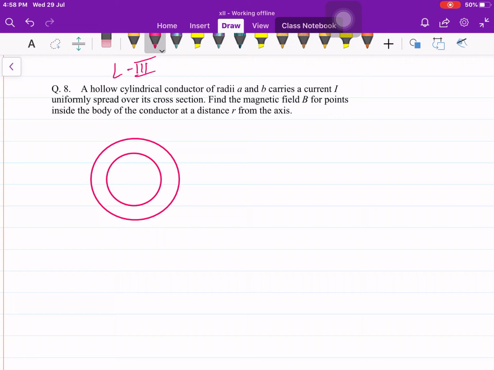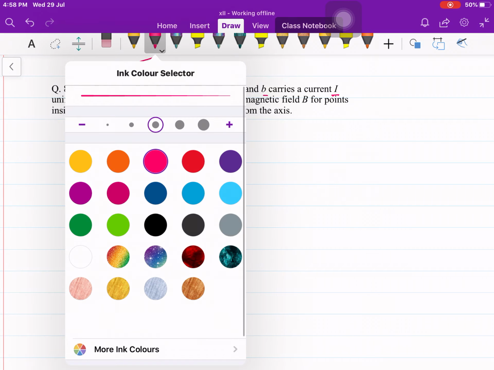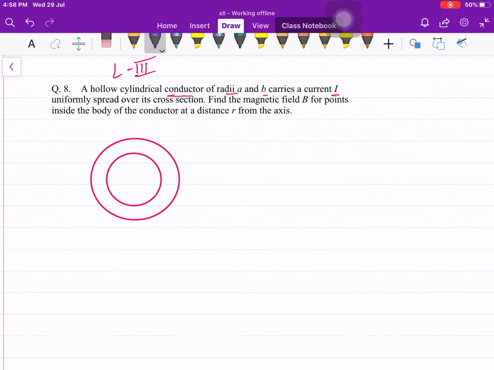A hollow cylindrical conductor, which is hollow, means a cylindrical shell, of radii A and B carries a current I. I am just using another color pen so that we can get it properly. Assume that this one is radius A and this one is radius B. This is the cross section view of the shell.